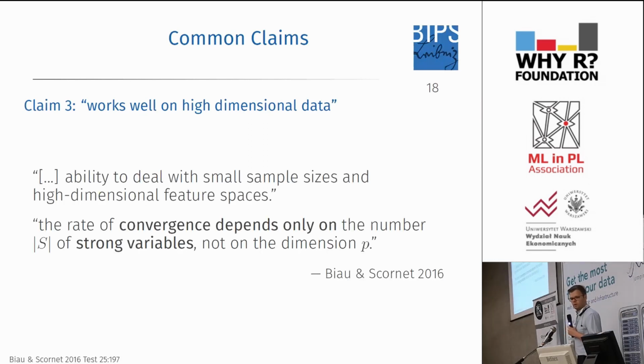So if you look at the literature, you see its ability to deal with small sample sizes and high-dimensional feature spaces. This is often said of random forests. And interestingly, the rate of convergence depends only on the number of strong variables and not on the dimension p. So this is actually saying you can add as much noise as you want, and it won't change the convergence of the random forest, which is really, really great. So that's what the theory suggests.